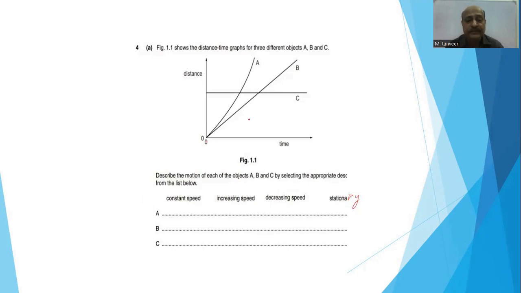So A, what is this? This is the distance time graph. This gives the speed. Since the curve is above the tangent, if you draw the tangent here, and the curve is above the tangent, so it is increasing speed. So A is increasing speed.